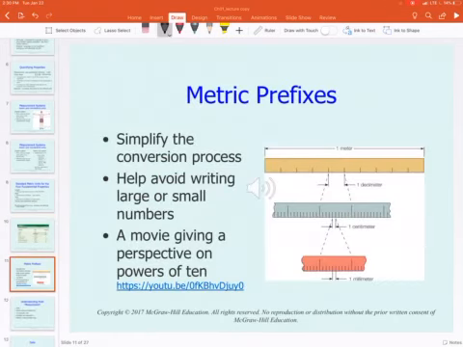Okay, metric prefixes. Like I said a couple of slides ago, I do have a separate video for the metric prefixes and numerical values. I encourage you to go and watch that video. I'm going to go ahead and stop this video here and pick up on another video.